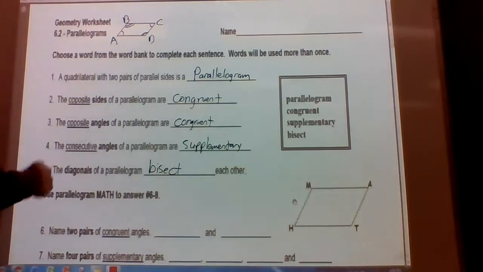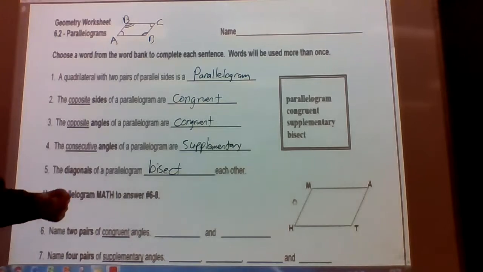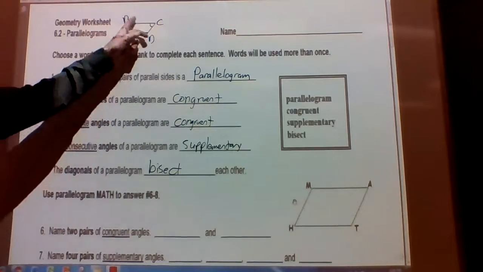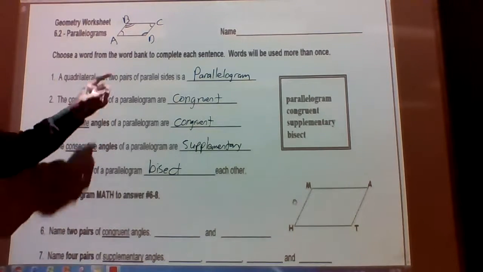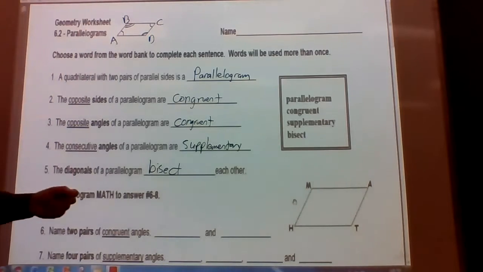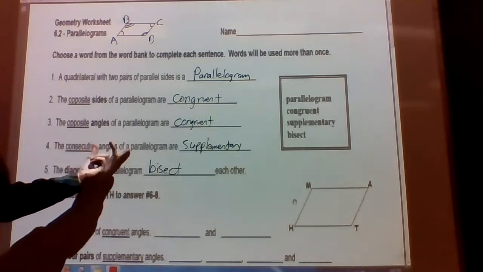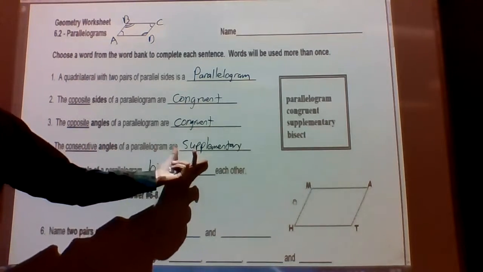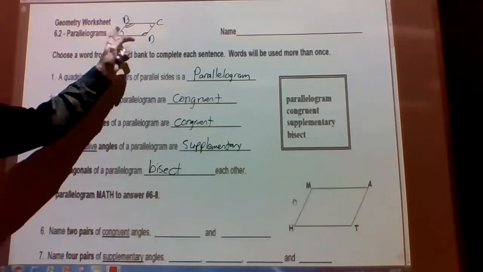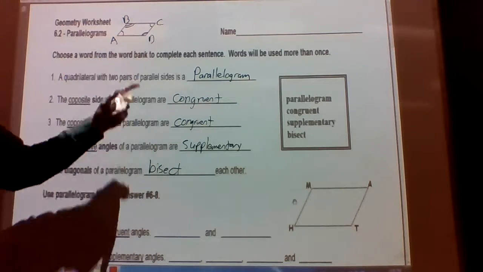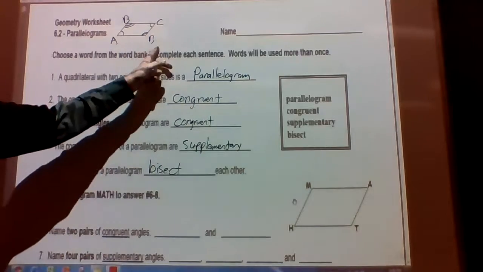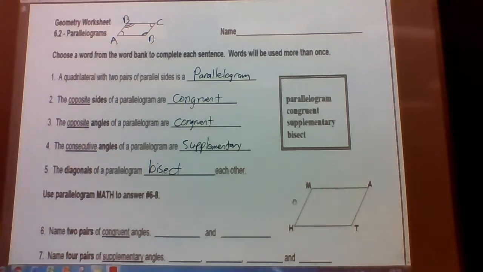Okay, consecutive angles are supplementary. So consecutive angles are the ones that are right next to each other. So A and B are consecutive angles. So the measure of angle A plus the measure of angle B is going to be 180, because consecutive angles are supplementary. B and C are going to be consecutive, therefore they're going to be supplementary. C and D, and A and D.